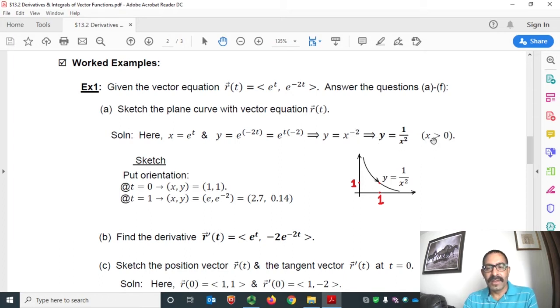And by the way, x equals e to the t is positive, so x is strictly positive. That means only this branch, right? So the graph is y equals 1 over x squared when x is positive, which is this graph here.